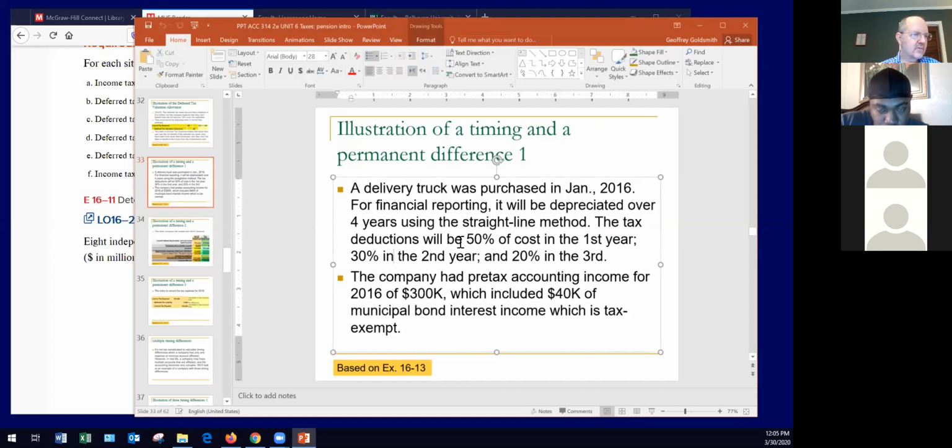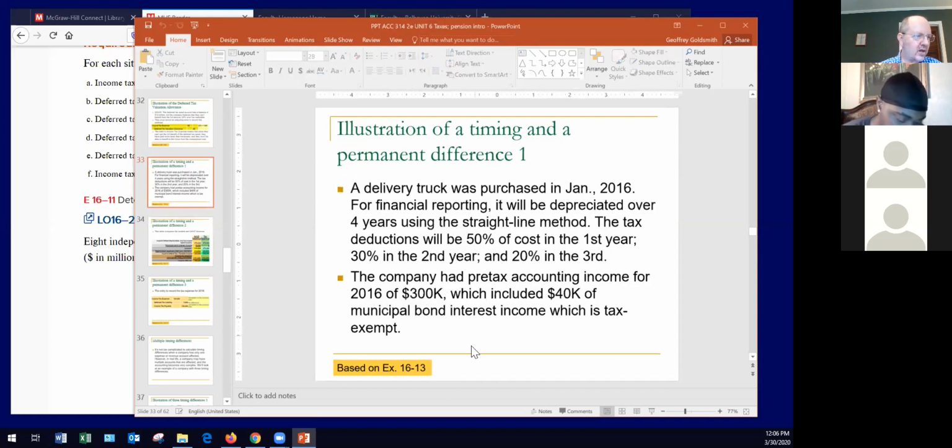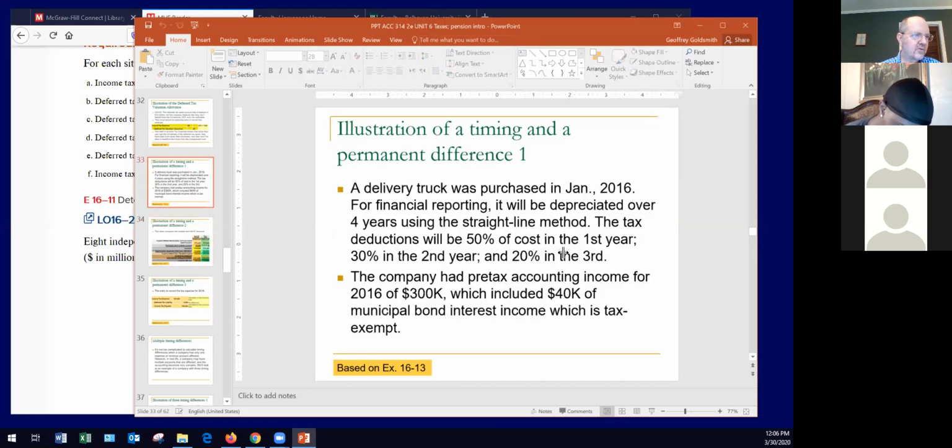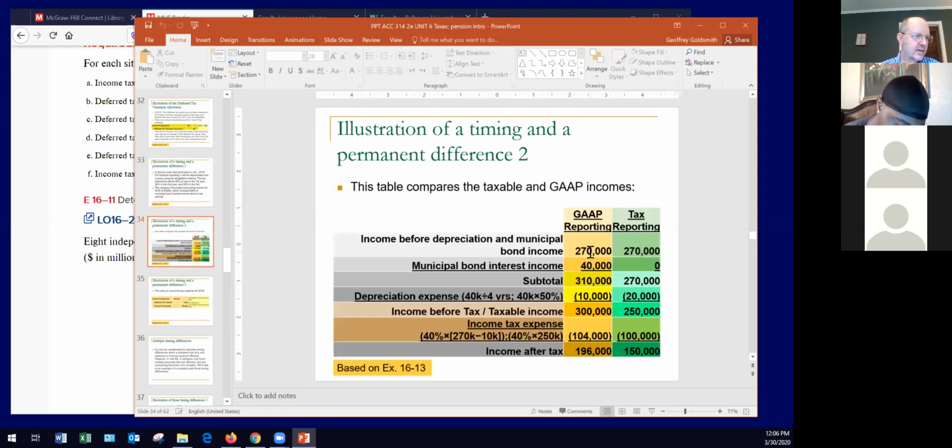So timing difference is how they're recording the depreciation, or I should say when they're recording it. And then for the municipal bond interest, the issue is that it is not income at all from the perspective of the IRS. So here we have on their GAAP income statement, before we count depreciation and the municipal bond income, $270,000. Then for GAAP purposes, they would add the municipal bond interest income of $40,000 to give $310,000 of income before the depreciation expense. For tax reporting, they don't include the interest income on municipal bonds, so it's not there.